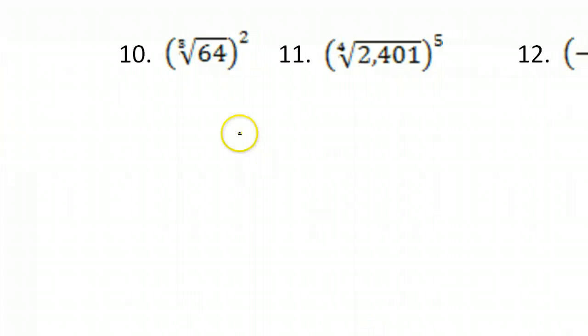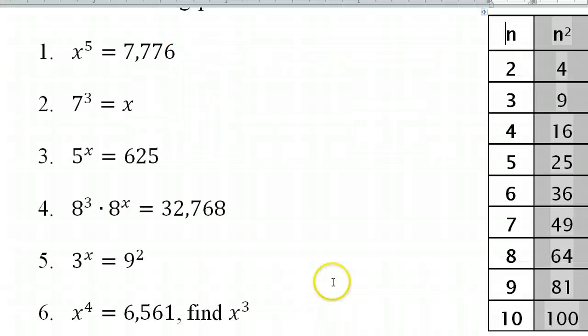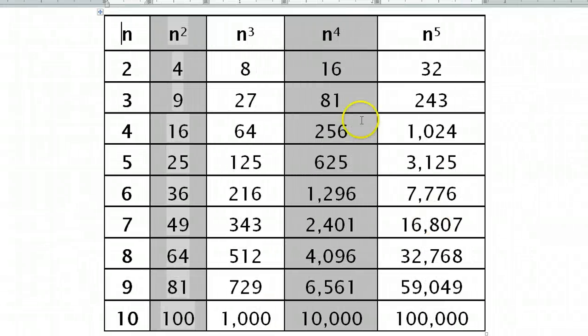Alright, similarly, looking at number 10. First, we will do the part that's on the inside. So first, just focus on the cube root of 64, because that will tell us what this is. So cube root means let's look at the third power. If we want the cube root, we will work backwards. I see the 64 and I see that it comes from 4 to the third power. So the cube root of 64 is 4.